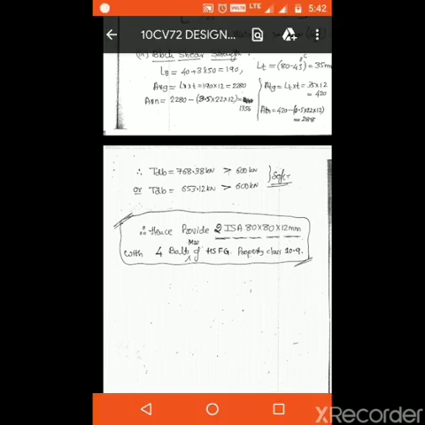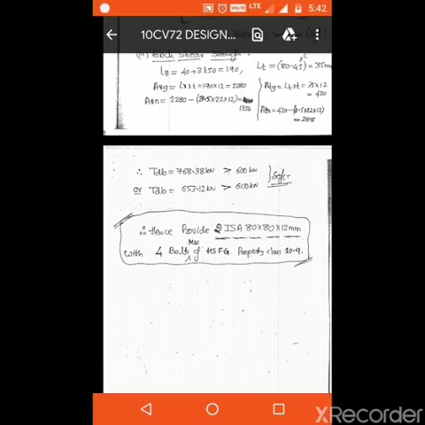LV value is the edge distance till the last connection. How many pitches are there? 3 pitches plus 1 edge distance, LV. So 40 plus 3 into 50 equal to 190. LT is B minus 45, the vertical distance. Always take LT in the vertical direction, LV in the horizontal direction. So LT value is 80 minus 45, 35 mm.